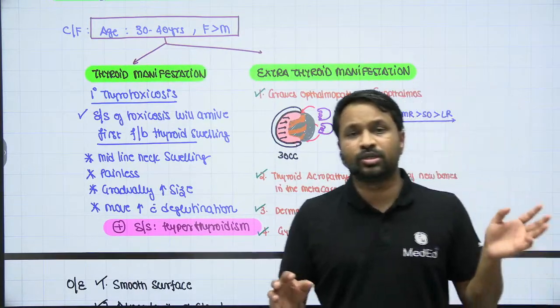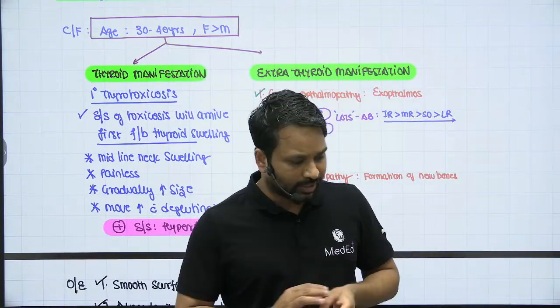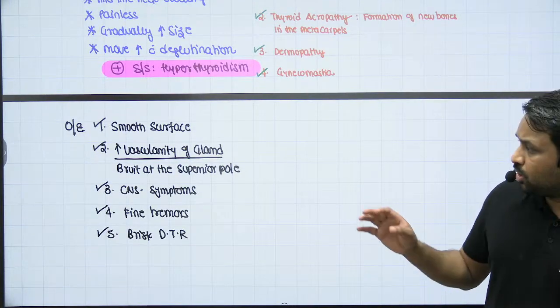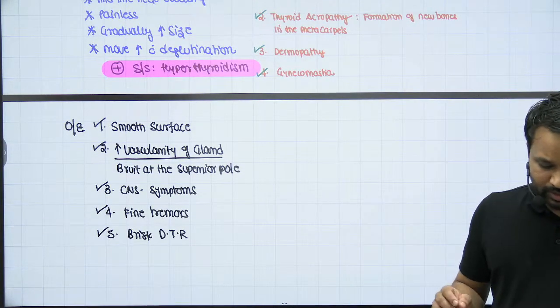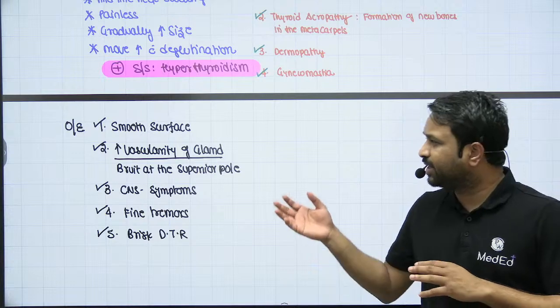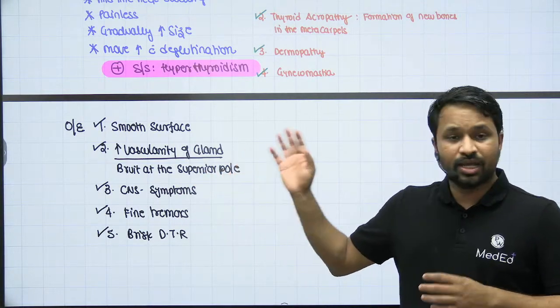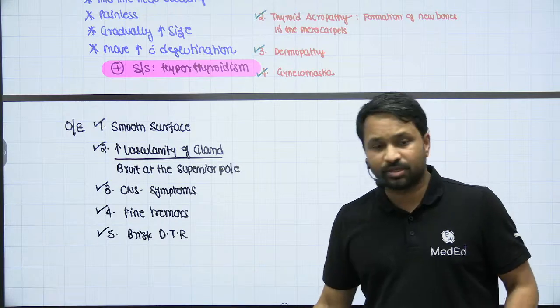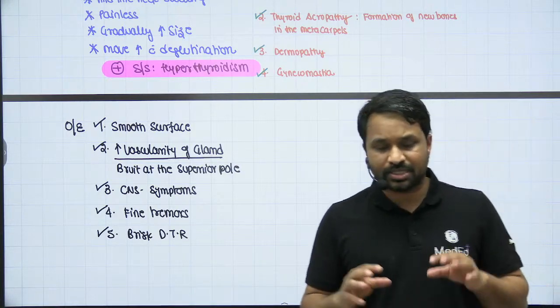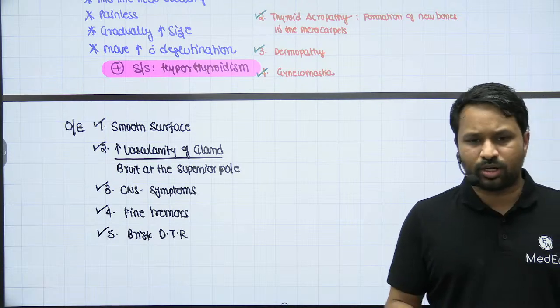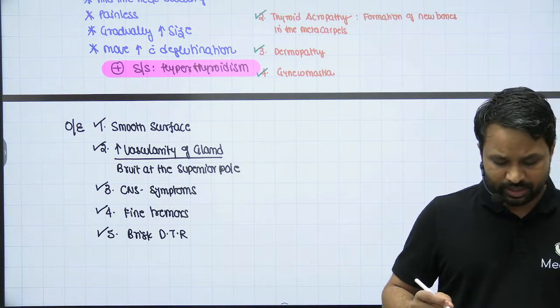So we spoke about how they are going to present to you. Graves has both thyroid and extrathyroid manifestations. On examination, you would have found that the gland has a smooth surface, usually because increased vascularity is noticed. Graves predominantly will have CNS symptoms. They'll also have fine tremors and brisk deep tendon reflexes. Until this point, we know what Graves' disease is going to bring for you.